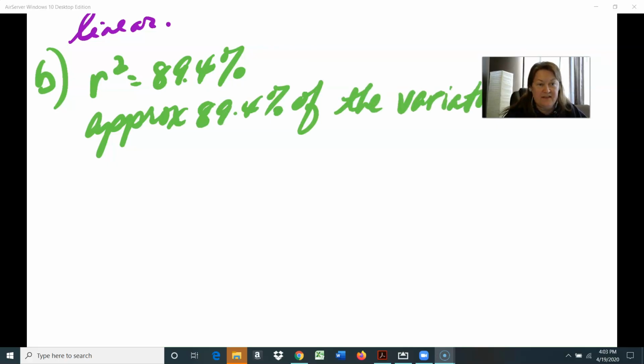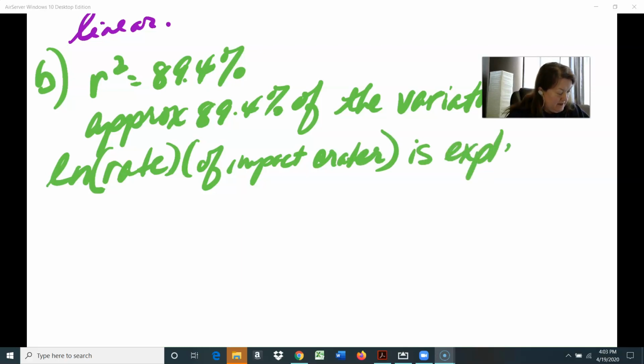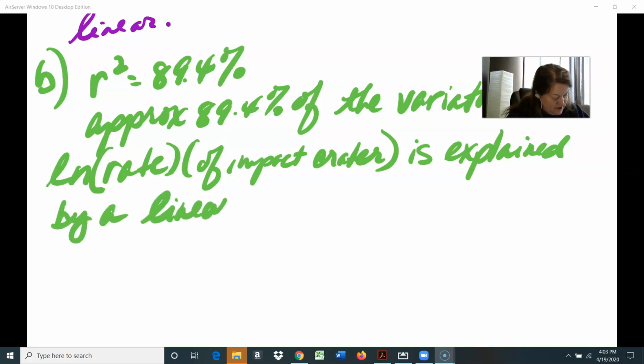And now we'd usually say the variation in y. Now we're going to say the variation in ln rate of the impact crater is explained by, so again, I'm trying to make sure I do context, not just the two words rate and whatever the y was, but actually trying to talk about the craters again, is explained by a linear relationship.